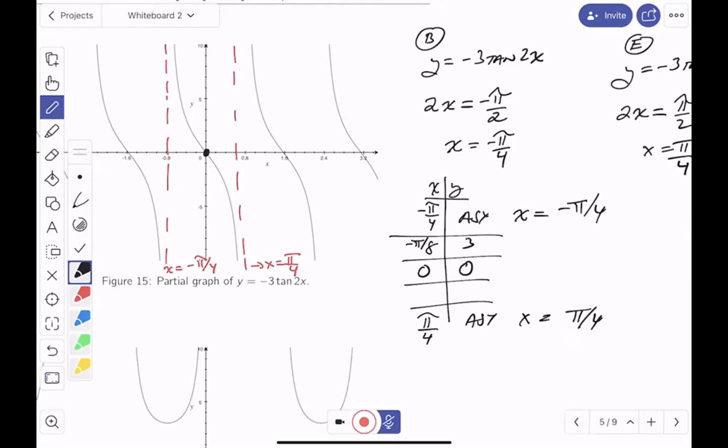And dead center between 0 and pi over 4 is pi over 8. And 2 times pi over 8 is pi over 4. Tangent of pi over 4 is 1, so it's going to be minus 3. So we got 2 more points. Let's put them down for you. And 3 is easier for me than minus pi over 8. I want to point out what I mean by that. This is 1, 2, 3. Let's say the point's right about there. And this point's right about, let's see, 1, 2, minus 3, right?